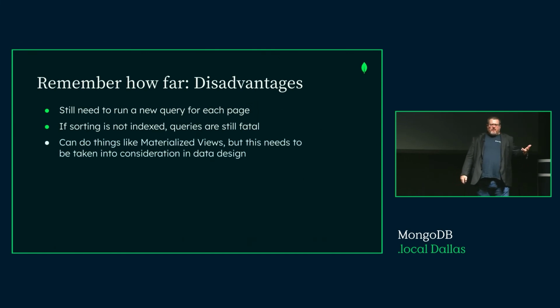Finally, we could reduce a lot of the complexity, especially if we're doing something like an ordered number. We can reduce some of the complexity by using something like a materialized view that gets updated.